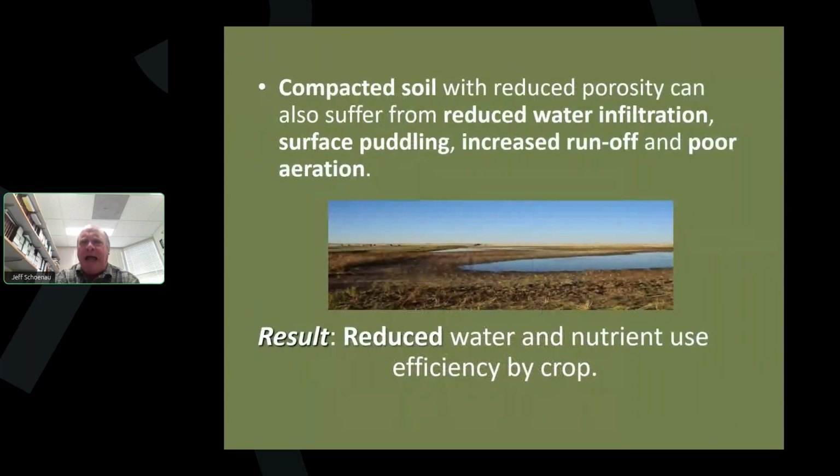So we think about compacted soil with reduced porosity. That's also going to have a negative impact on water infiltration and air infiltration, increasing potential for surface puddling. Instead of going in, water may tend to run off, and there's poor aeration. So the result is also reduced water and nutrient use efficiency by the crop.